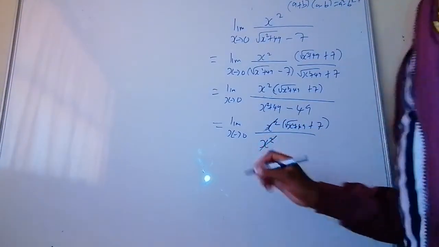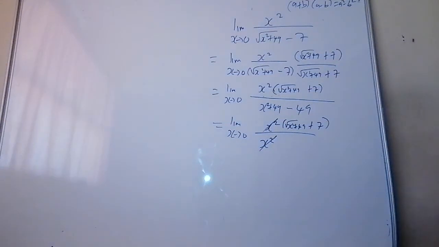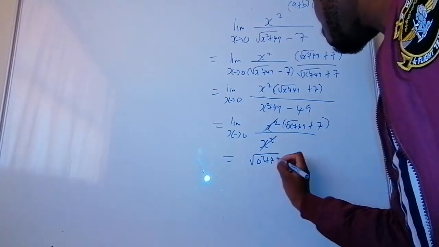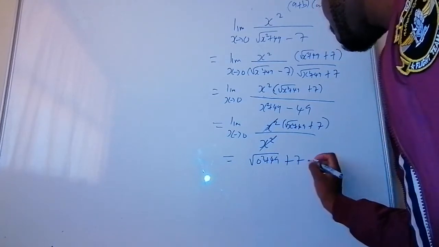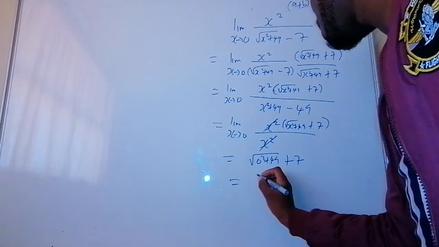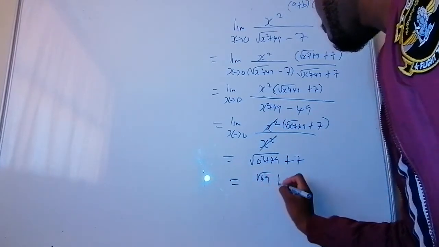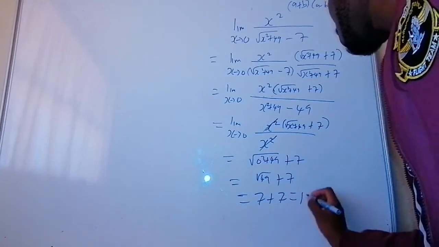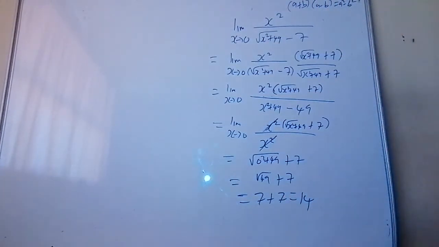So x squared and x squared will cancel each other. So we will have the square root of 0 squared plus 49 plus 7. So the square root of 49 is 7. So that's 7 plus 7, which is equal to 14.